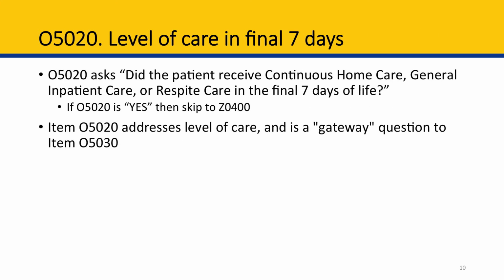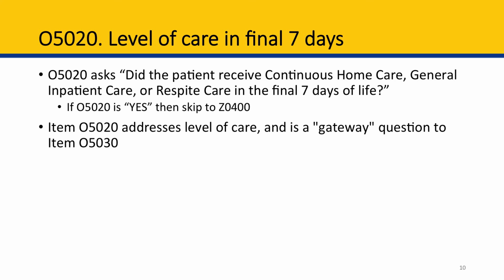The next item is O5020. This is our second level of care item. This item reports the level of care received by the patient in the final 7 days of life. So, the content of the question is like the other level of care item, just the time frame is different.